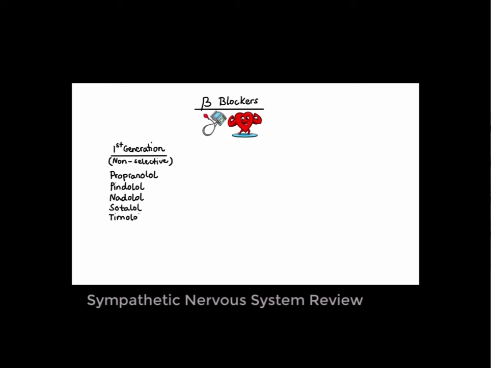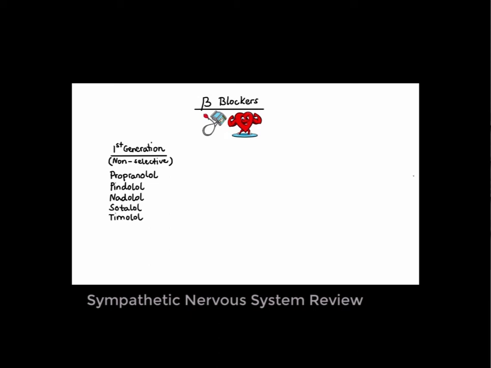Beta blockers are useful in the treatment of hypertension, heart failure, heart attacks, angina, and cardiac arrhythmias. Additional uses include treatment of glaucoma and migraine prophylaxis. So now let's start by discussing first-generation beta blockers, which also happen to be non-selective. That is, they block beta-1 and beta-2 receptors throughout the body. Examples of these agents include propranolol, pindolol, nadolol, sotalol, and timolol.